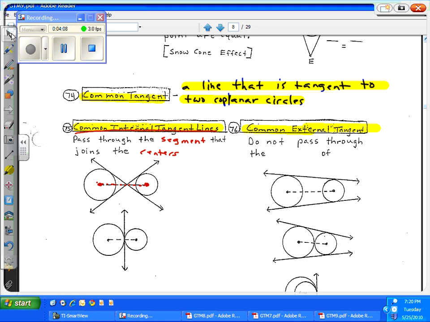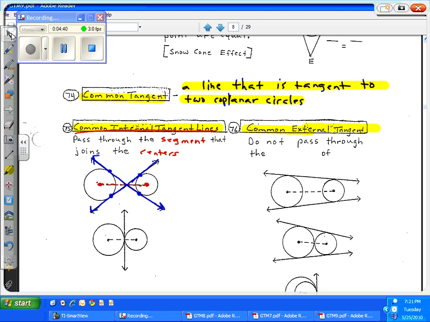And so this line is tangent to the little circle here, tangent to the big circle here. It passes through the point of the segment that joins the centers. Therefore, it is a common internal tangent line. This is a common tangent line because it is tangent to two coplanar circles. We say that it is a common internal tangent line because it passes through the segment that joins the centers.